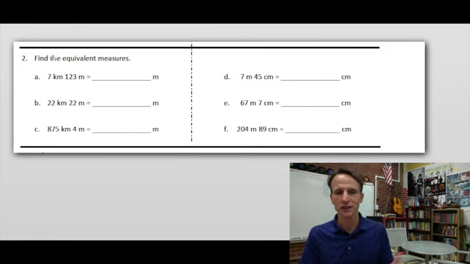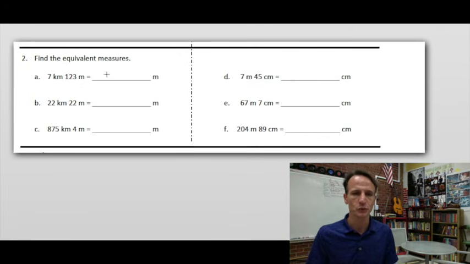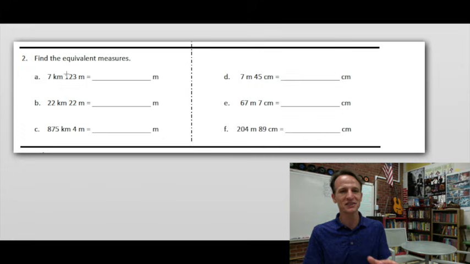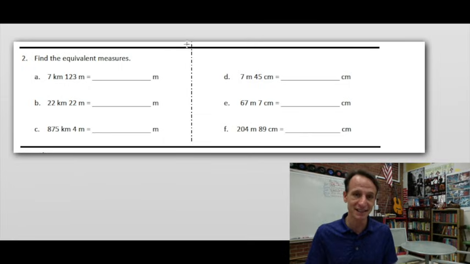We are still going to find the equivalent measures, but now instead of just, say, 7 kilometers, we have 7 kilometers, 123 meters. And so you'll find that this works the same way. 123 meters is 123 meters. So imagine if the 7 kilometers weren't there, and it said 123 meters equals blank meters. 123 meters equals 123 meters. It's that easy, my friends.